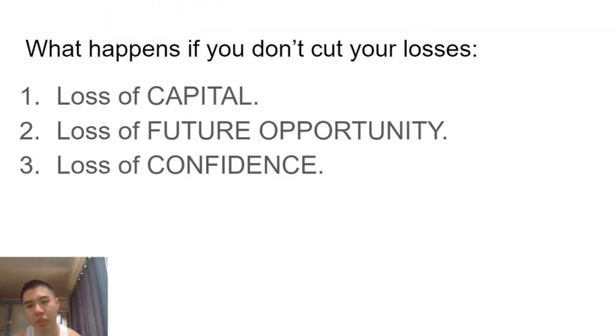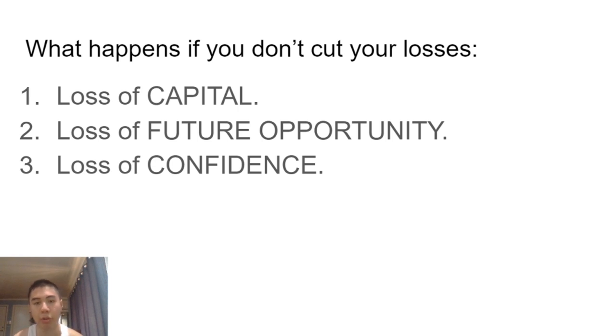So, what happens if you don't cut your losses? Number one, you get loss of capital. And that's obvious. Right? Yung mga 50% loss, 90% loss, you get loss of capital. So, syempre, we're here to achieve financial freedom, not financial demise, right? And second, loss of future opportunity. Why? Kasi ipit ka. Kapag nag-aantay ka mag-break even, katulad sa Verisign, say nag-holding ka lahat ng savings mo dun.